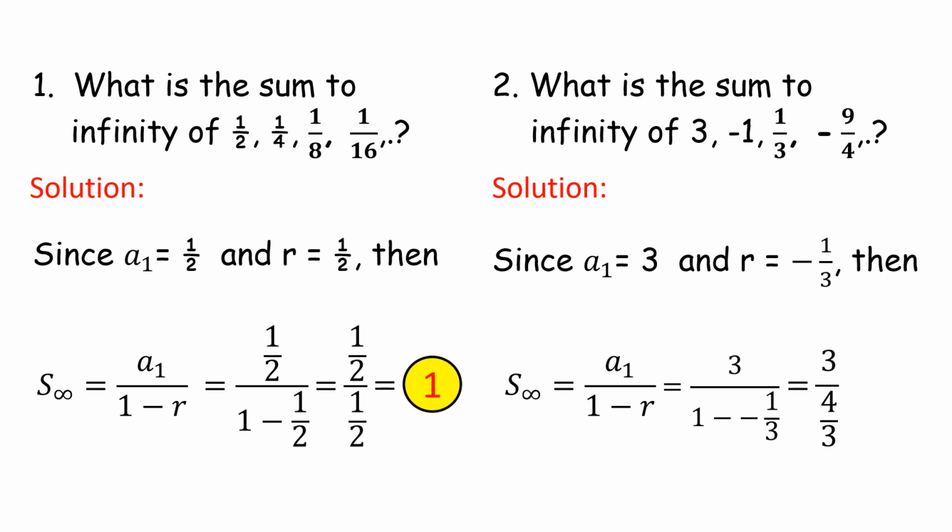And 4/3 came from 1 minus negative 1/3. Negative times negative 1/3 is positive 1/3. So that's why we have 1 plus 1/3 when we solve for the denominator, and it is equal to 4/3. Simplify further. 3 divided by 4/3 is equal to 9/4. So that is the sum to infinity of our example number 2.